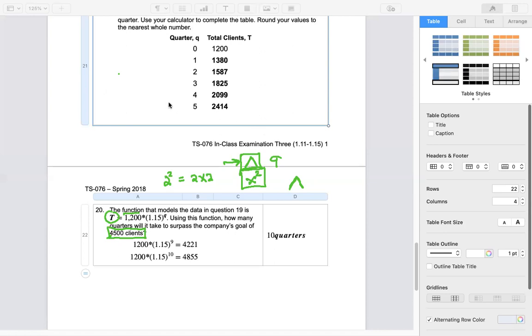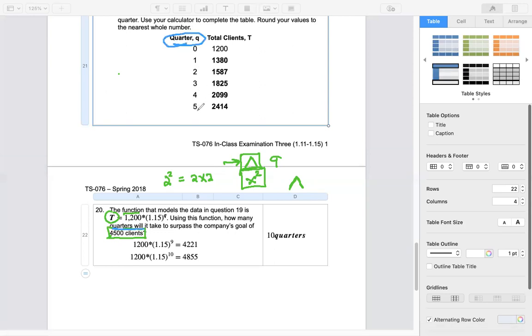And so they want to know how many quarters it says. It's asking how many quarters is it going to take? How many quarters will it take to surpass the goal of 4,500 clients? All right, so let's just think for a second. They want to know how many of these quarters. See, these are the quarters right here. Okay, I'm circling the screen.